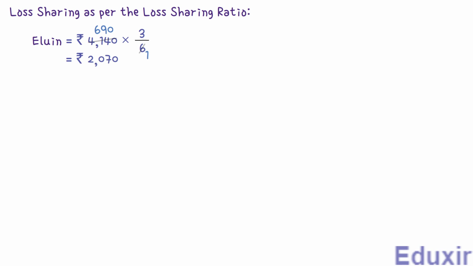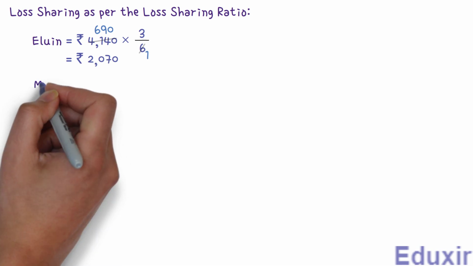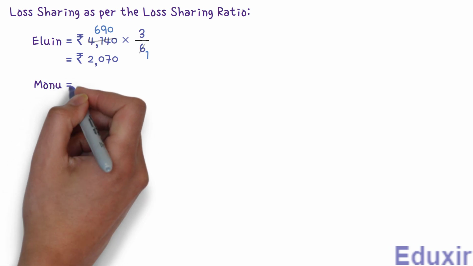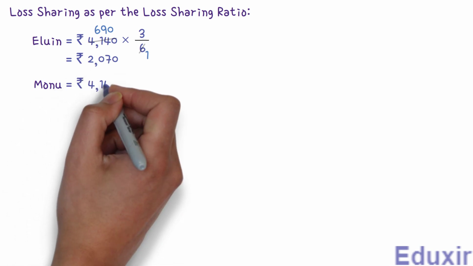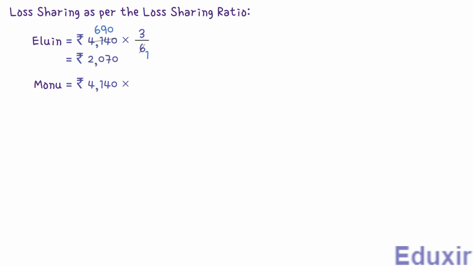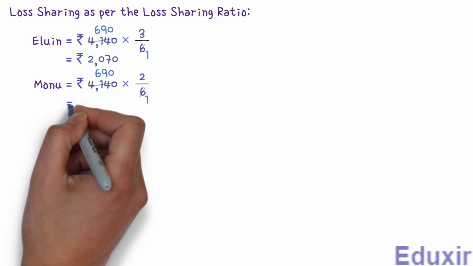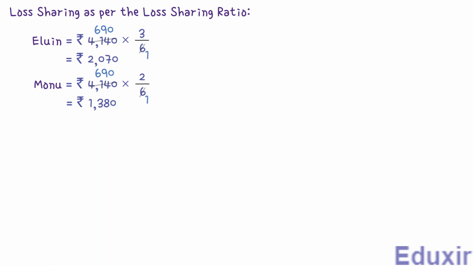This is the amount of profit share that should be debited from partner Eluin's capital account to reverse the overcredited profit share. Now, for partner Monu, this is equal to the total overcredited net profit, which is 4,140 rupees, multiplied with his profit or loss sharing ratio 2/6. Cancelling with 6, 6 ones are 6, 690s are 690. Now, if we multiply the remaining 690 rupees and 2, we get 1,380 rupees. This is the amount of profit share that should be debited from partner Monu's capital account to reverse the overcredited profit share.